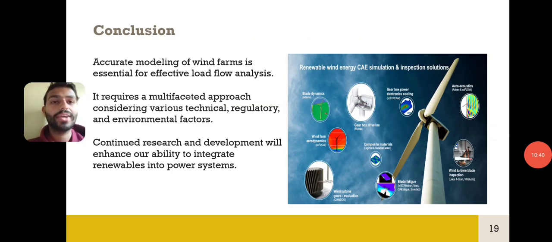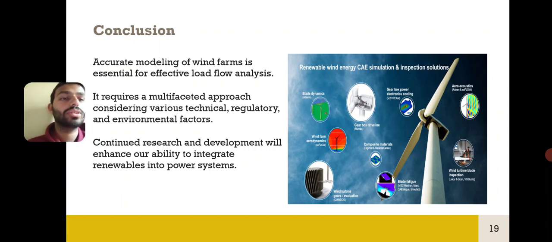Coming to the conclusion, accurate modeling of wind farms is essential for effective load flow analysis. It requires a multifaceted approach considering various technical, regulatory, and environmental factors. Continued research and development will enhance our ability to integrate renewables into the power system.